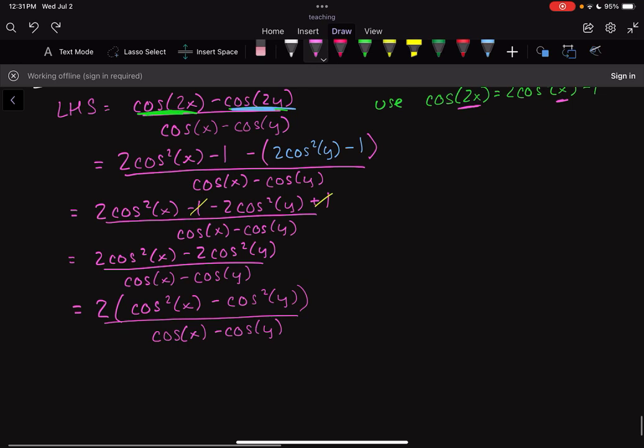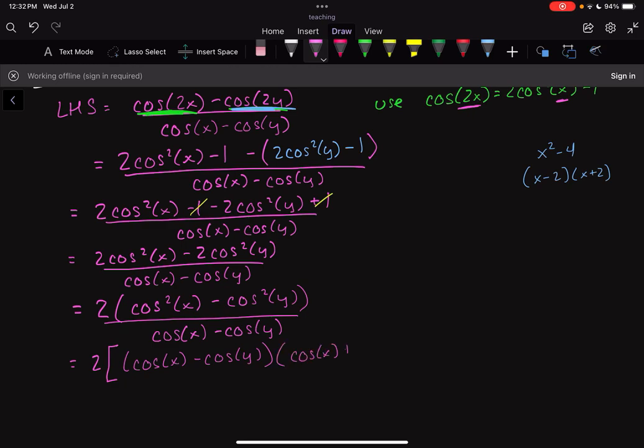What we can do, however, is factor. So in this parentheses here, I'm going to switch over to brackets. And so I actually have a difference of squares happening. Remember, on the side over here, if you have x squared minus 4, this factors into x minus 2, x plus 2. That's what we're going to do here. So this would become cosine x minus cosine y times cosine x plus cosine y.